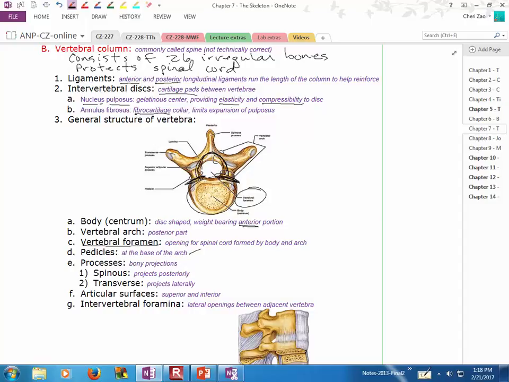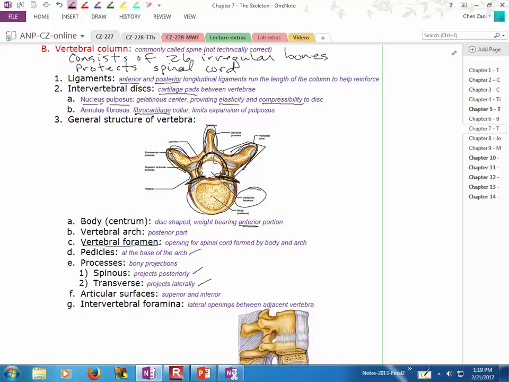And we have a singular spinous process poking out posteriorly, and we have two transverse processes which project laterally. So here's our spinous process, and here are our transverse processes. All vertebrae have articular surfaces because they articulate with something above, a vertebra above, and a vertebra below, unless you're at the very top or at the very bottom.